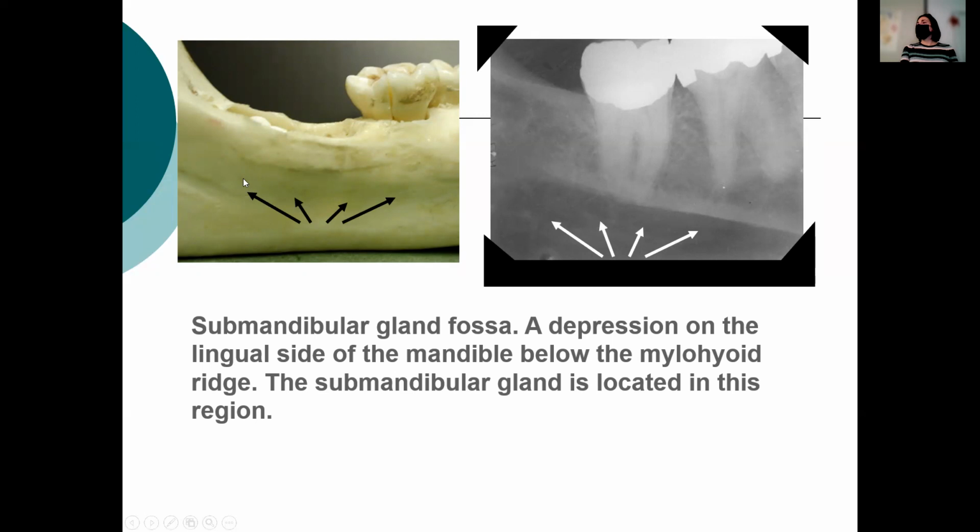So submandibular fossa, depression on the lingual side of the mandible, below the mylohyoid or the internal oblique ridge. The submandibular gland is located in this region. And the depression, we've seen that a lot. This is your internal oblique or your mylohyoid. I don't know why we jump around between the two different terms. That's kind of confusing, but they are the same thing.